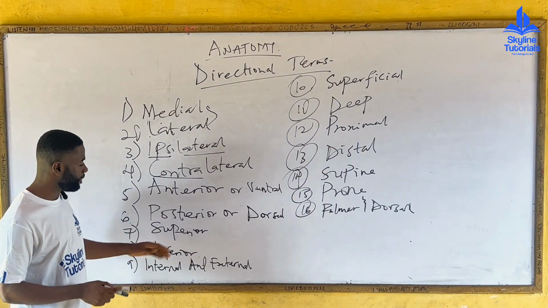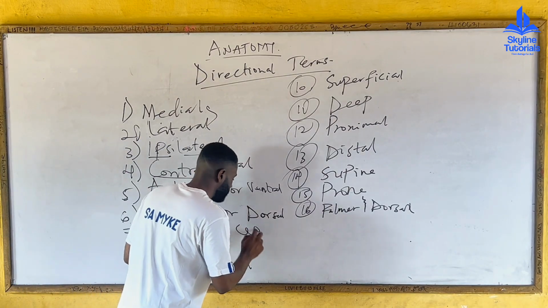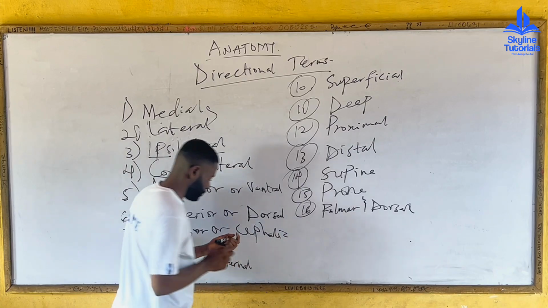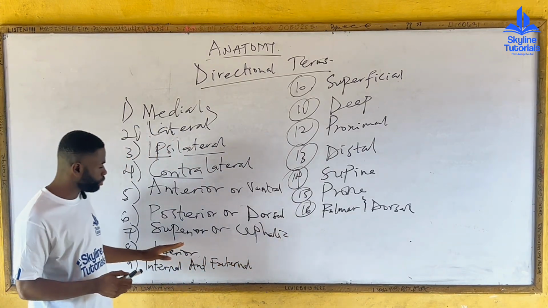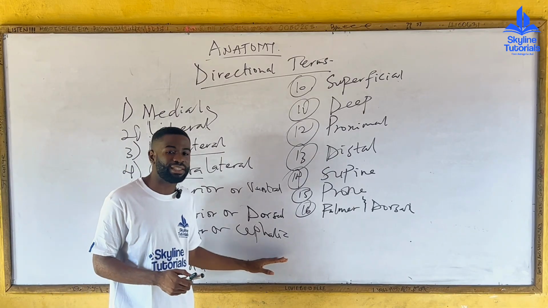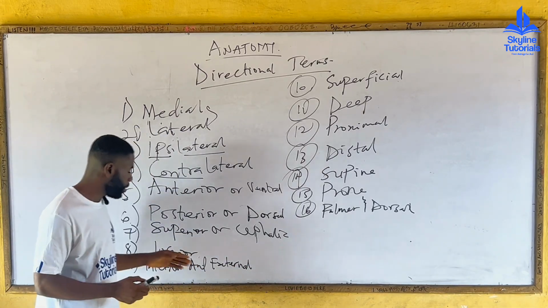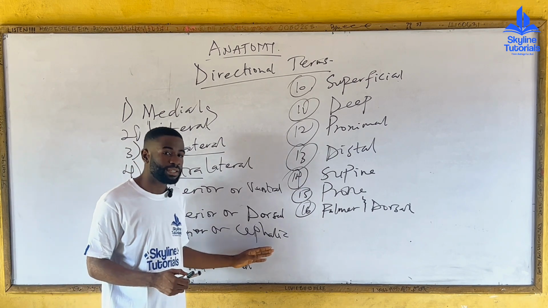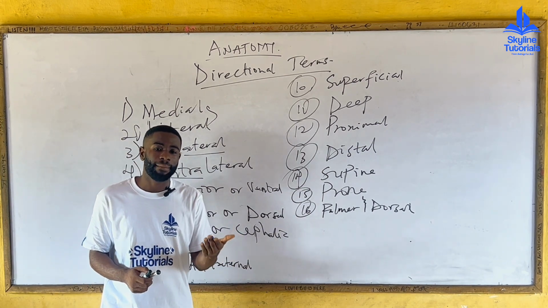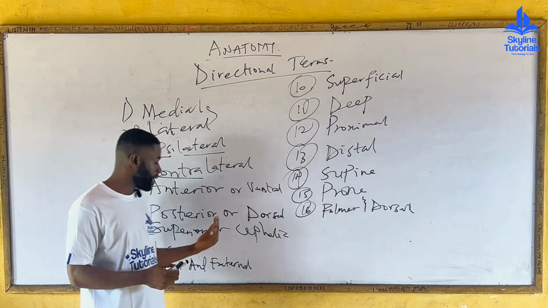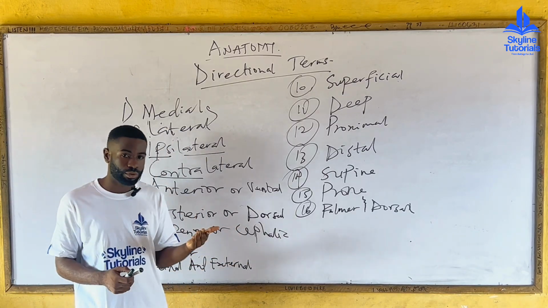The next we have is superior. Superior can also be called cephalic. Superior or cephalic describes structures that are towards the head region, that are in the upper part of the body system. So superior or cephalic simply means organs or structures that are in the upper part of the body. For example, the nose is superior to the mouth.